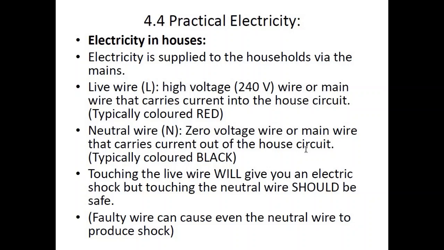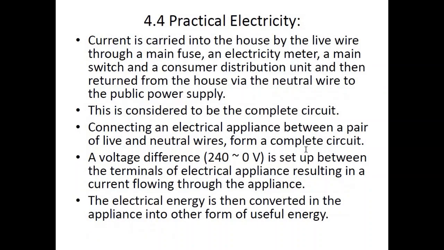So if you are dealing with mains electricity or a household circuit, never touch any of the wires with bare hand, because you don't know when there might have been an incident of the two wires touching together. Current is carried into the house by the live wire through a main fuse, electricity meter, a main switch, and a consumer distribution unit. And then it is returned from the house via the neutral wire to the public power supply, whatever is your public power supply company. This is considered to be the complete circuit.